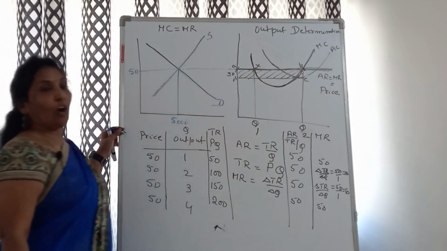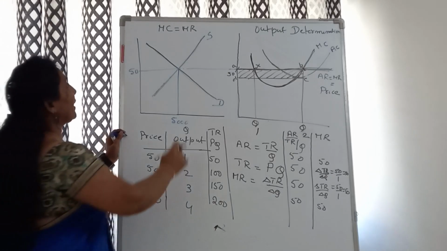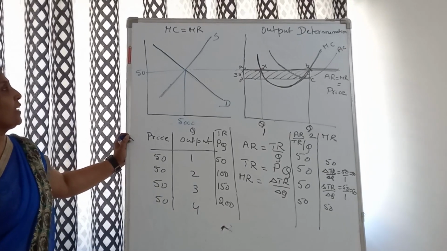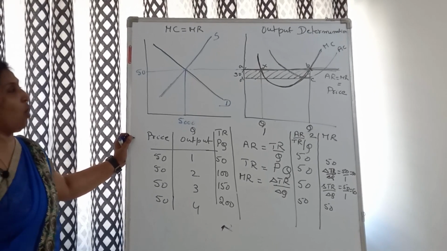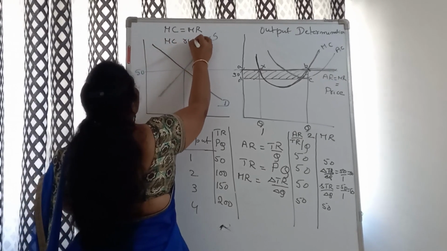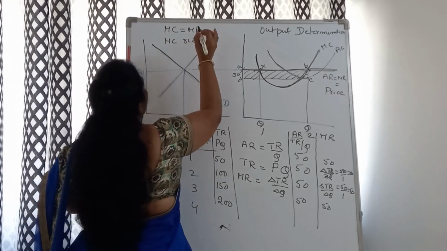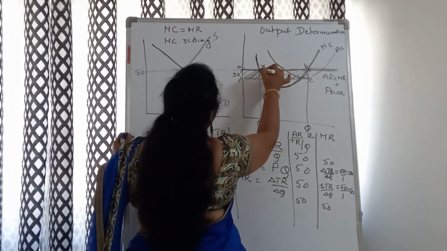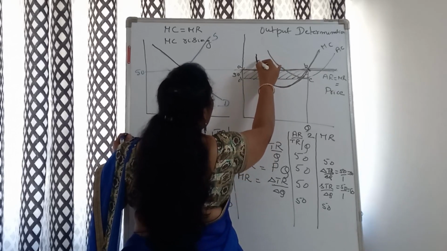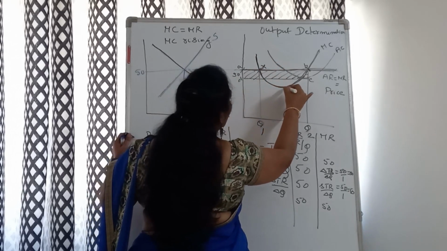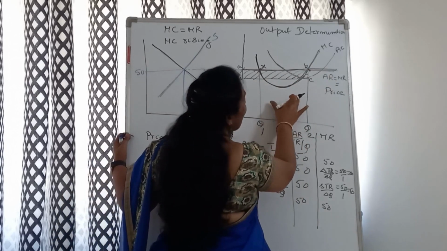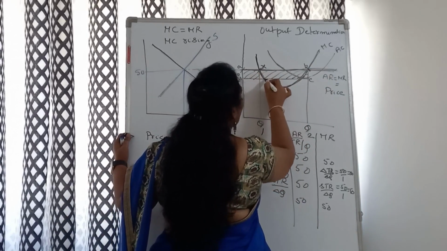But which is the point of output maximization? The second condition, which is a sufficient condition, will tell us the actual output maximization. MC should be on the rising portion of the MC curve. Because if you look at point X, at Q1 output, if he stops producing, then he has to forgo the opportunity of producing more, because marginal revenue is greater than marginal cost. He can expand output.